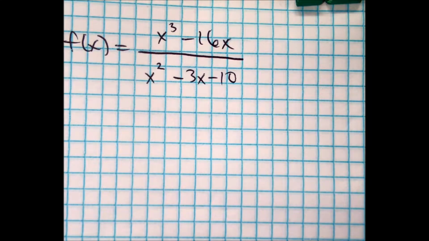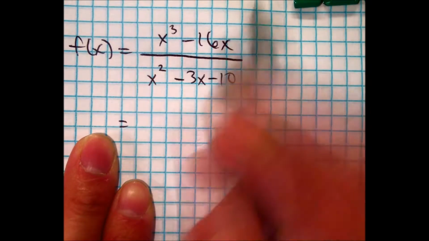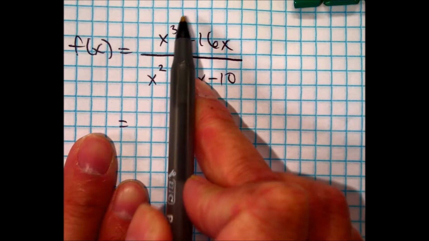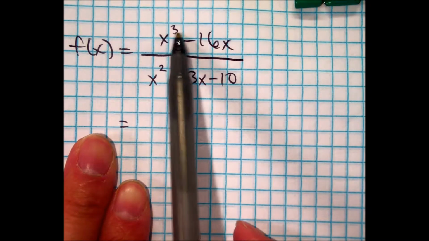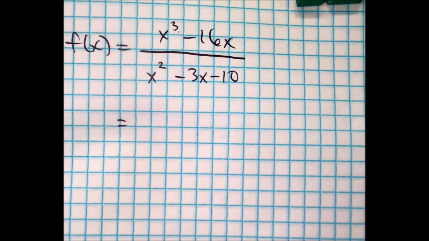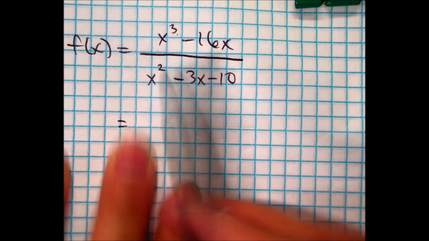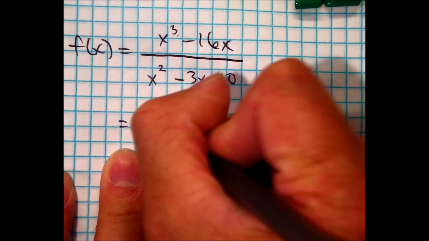Alright, let's go ahead and go through this problem. We are supposed to find the vertical asymptotes and then make a sketch of it. I noticed that this is to the third power, and half of 3 is 1.5, so I can't factor it yet with binomials times binomials. I recognize in this problem they both have an x as the greatest common factor.